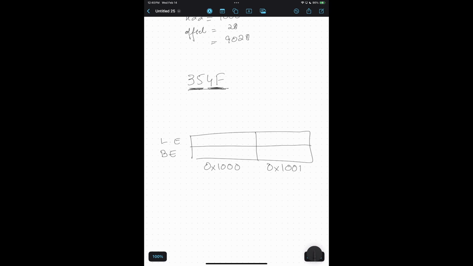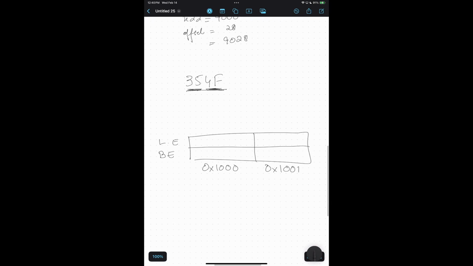So in the big endian format, the biggest end of the data, which is the most significant byte, will be stored at the lowest memory location. So it will be stored as 35 and 4F. And in little endian format, the lowest byte will be stored first, which means 4F and 35.